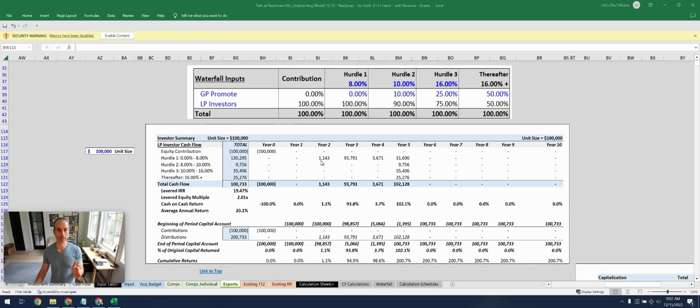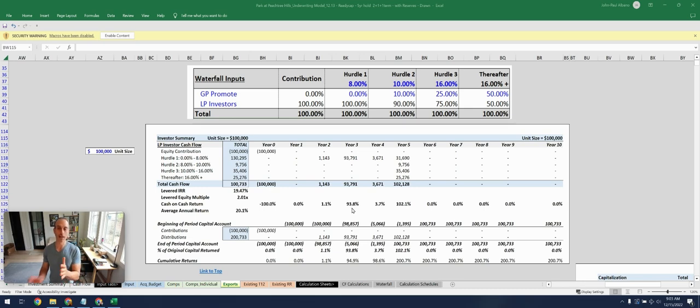So they put 100 grand in, and in this case it's going to take 5 years for them to get through really all of these hurdle points, because there's not enough cash flow in year one, year two, year three, and year four to satisfy this 8% along the way. So in year one, there's about 1% coming out. In year two, there's 1%. In year three, this is where there's a refinance event.